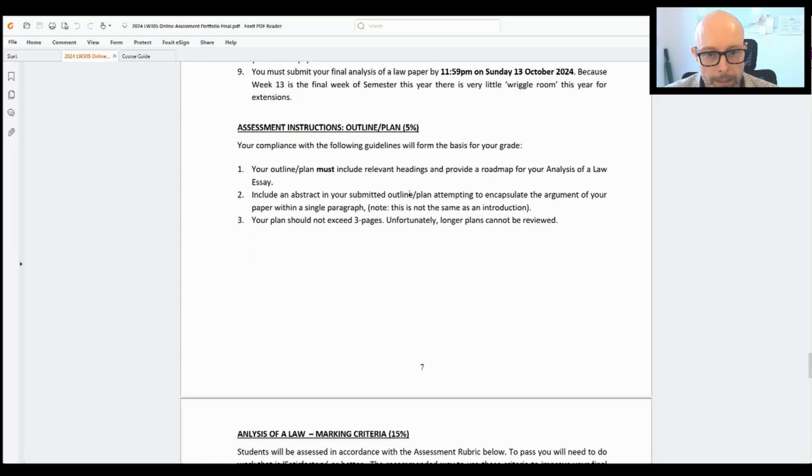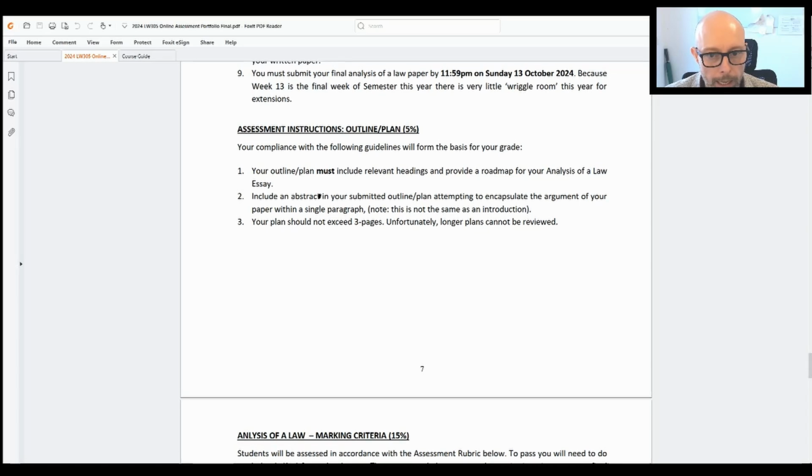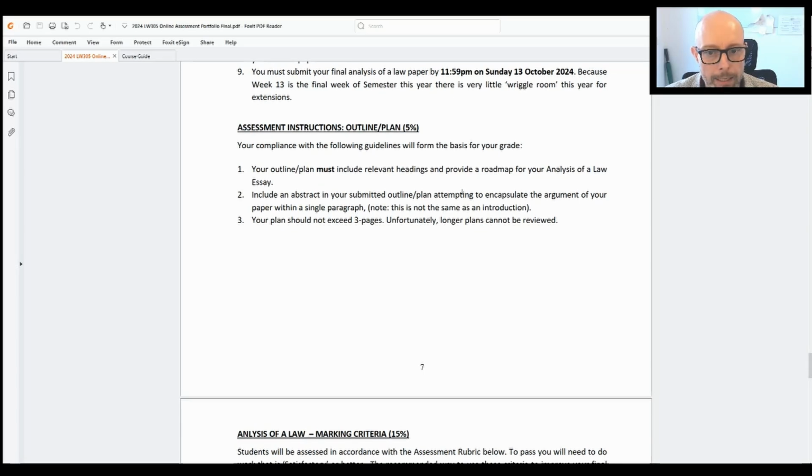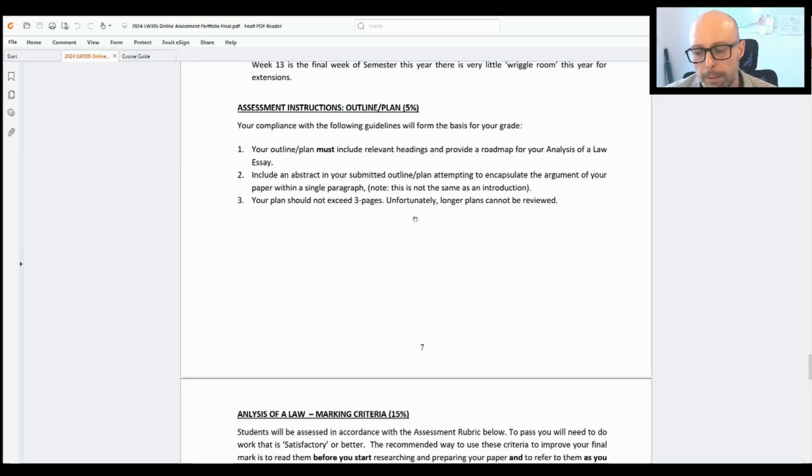For your plan, you must include an abstract, and I'll discuss in future weeks some resources on writing abstracts, but you can also do some research of your own. An abstract is not an introduction. An abstract is like a mini essay, and I'll give you feedback on your draft abstract, and that might help you for your ultimate assignment.